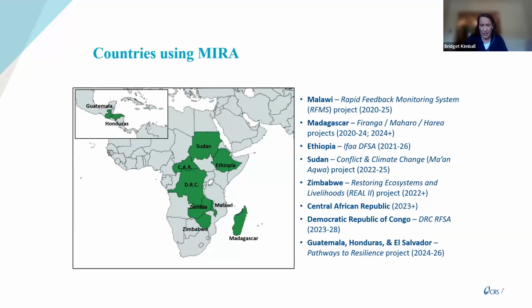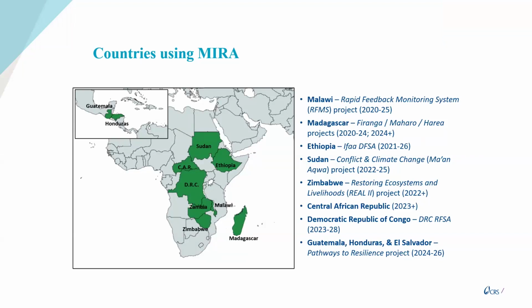CRS has applied MIRA in a number of countries for food security and resilience monitoring to inform adaptive management and to mobilize advocacy. In this array of food security and resilience data, though, CRS's resilience team found that they were lacking insight into social dynamics that facilitated collective action in the face of different stressors.